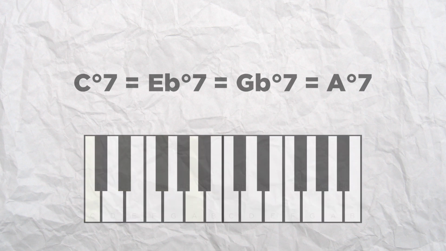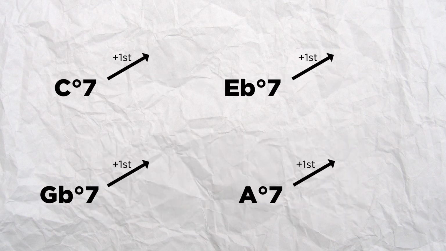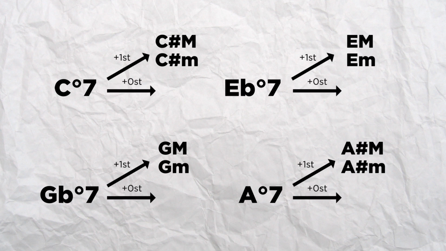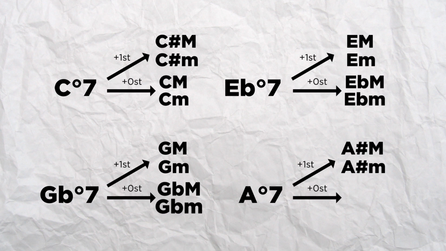From what we've seen in this video, each of these chords can be resolved a semitone above, so that's C sharp, E, G, and A sharp, each of which can be either major or minor. And they can also resolve to a chord sharing the same root notes, so that's C, E flat, G flat, and A, each of which can also be either major or minor. That would give a whopping 16 options to resolve one chord.